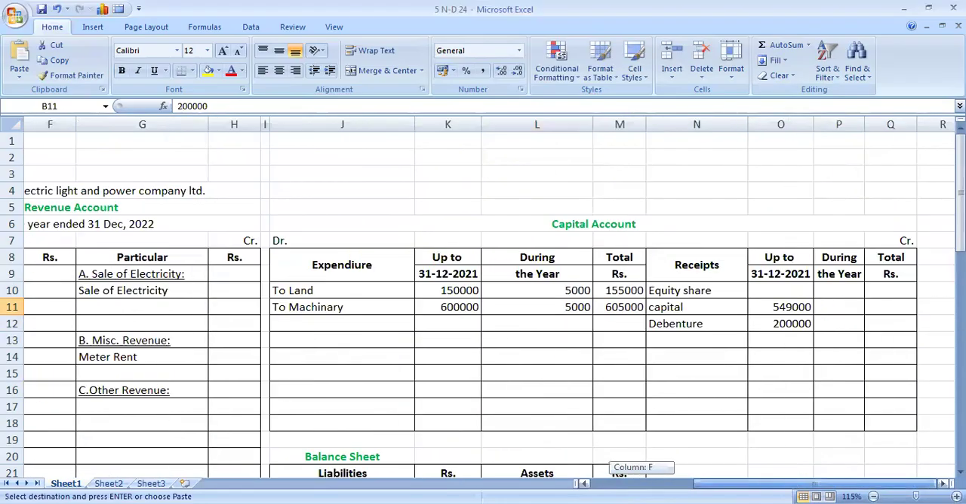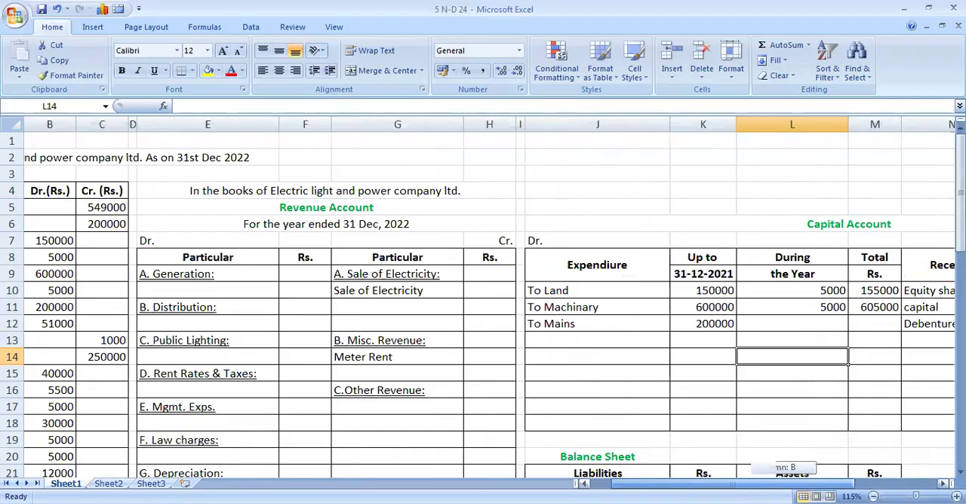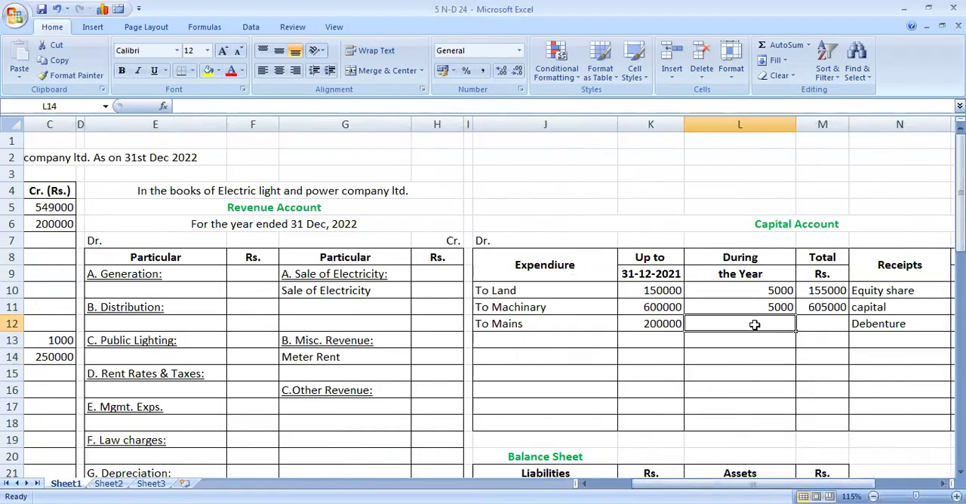This one also goes to the capital account debit side or expenditure side. To mains, rupees 2 lakh. Next item, mains laid during 2022, 51,000. It means addition into the mains 51,000. Total of this 2 lakh 51,000.